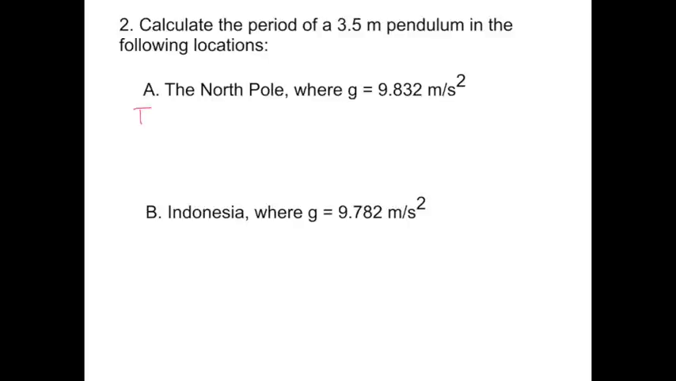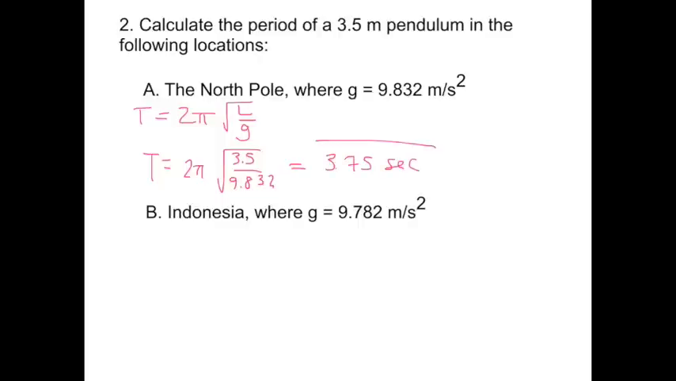So we have our same equation where T is equal to 2 pi root L over g. For the North Pole, T equals 2 pi times the square root of 3.5, that's the length of the pendulum, over 9.832. That's the value of g. Now if I plug in all these values and solve, I get that the period is about 3.75 seconds. That's how long it takes for the pendulum to complete one cycle.